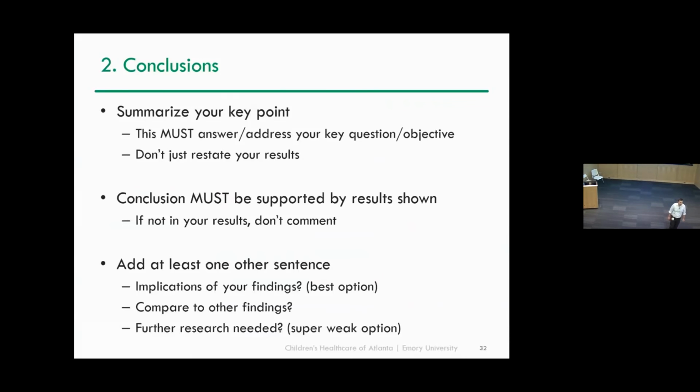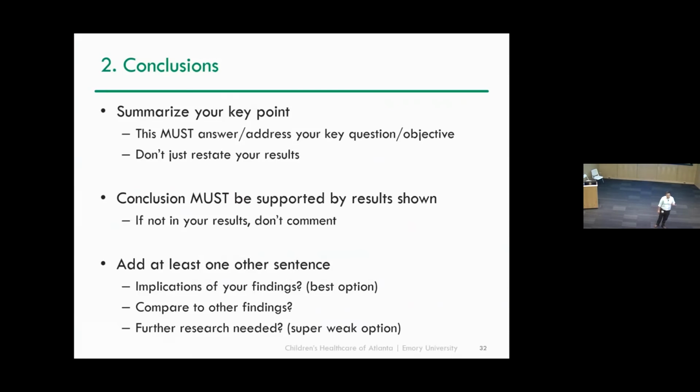And then add at least one other option or one other sentence to your conclusion. I really like implications of your findings. What does this mean? What should I take home from this? How should I change my practice? How should policy be changed? What should happen here? All right?